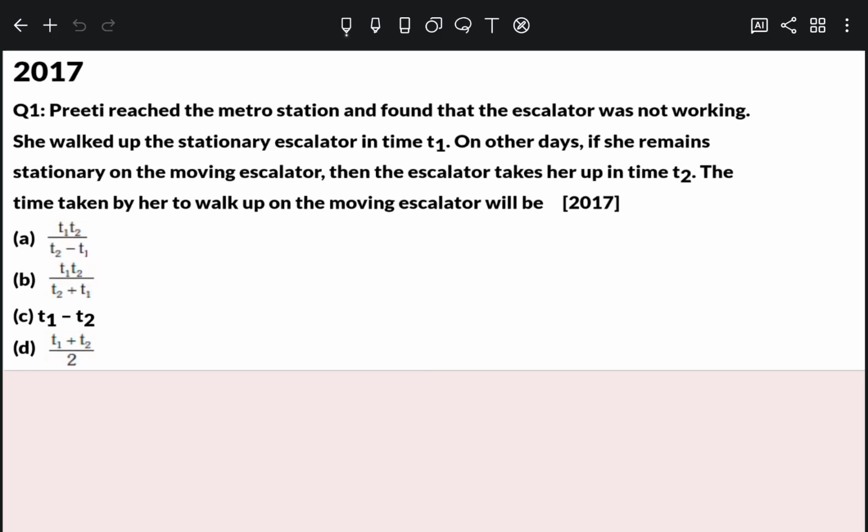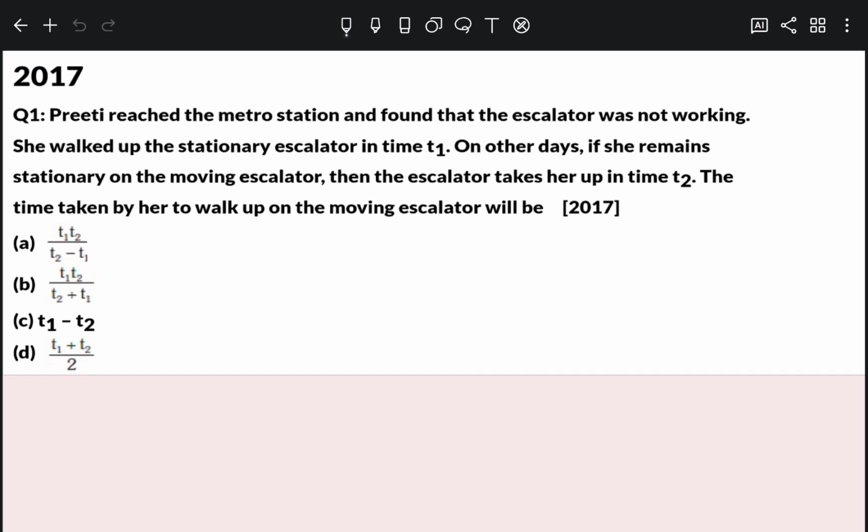So you can remember this formula also, because this is a standard formula. They can ask it in future directly, because this is a standard question.